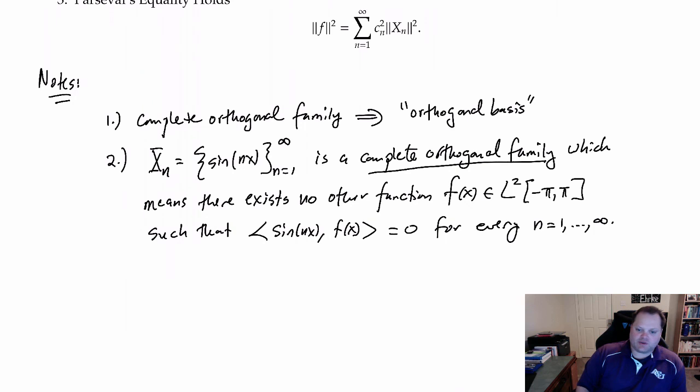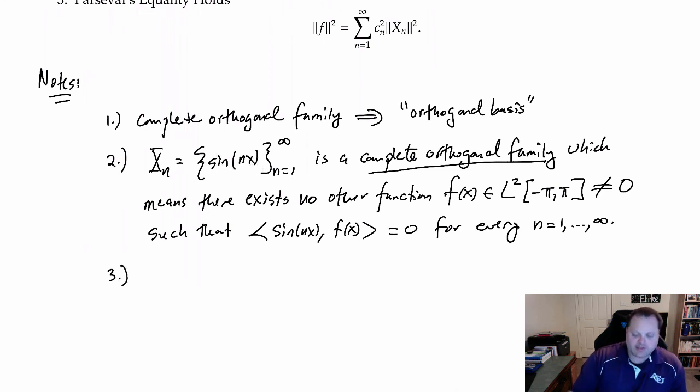So what I should say is, there exists no other function f of x in L2 that's non-zero such that this is true. Because the 0 function is always orthogonal to everything in the space, but here there is no non-zero function that's orthogonal to every other member of this family.